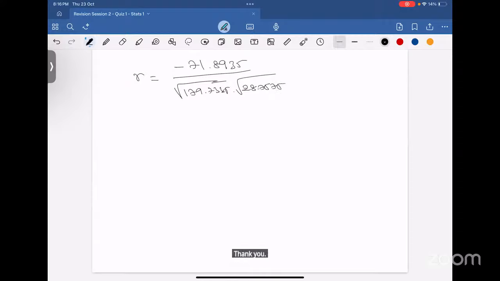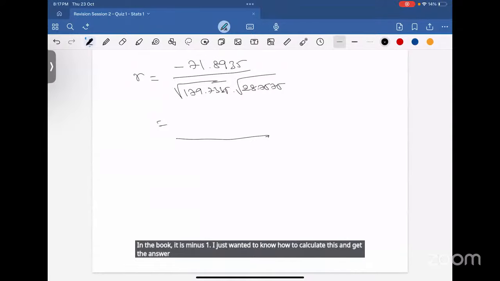You just have to compute this, is it? Yes, I want to compute this. You can use calculators, right? What are you getting? In the book, it is minus 1. I just wanted to know how to calculate this and get the answer minus 1.